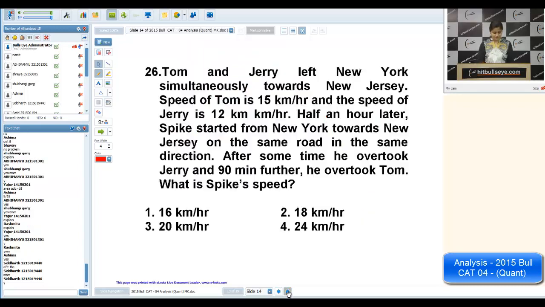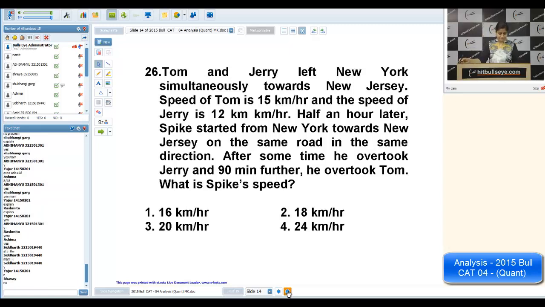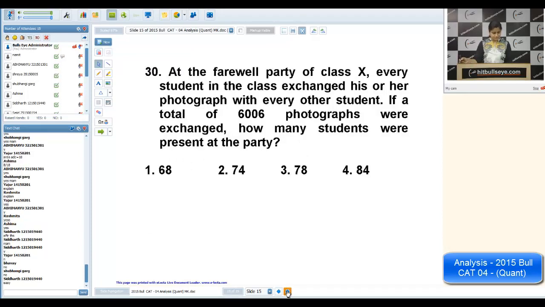Okay, let's move. Easiest of TSD. Is any problem in this question? Okay, let us move. Yes, it was an easy question.